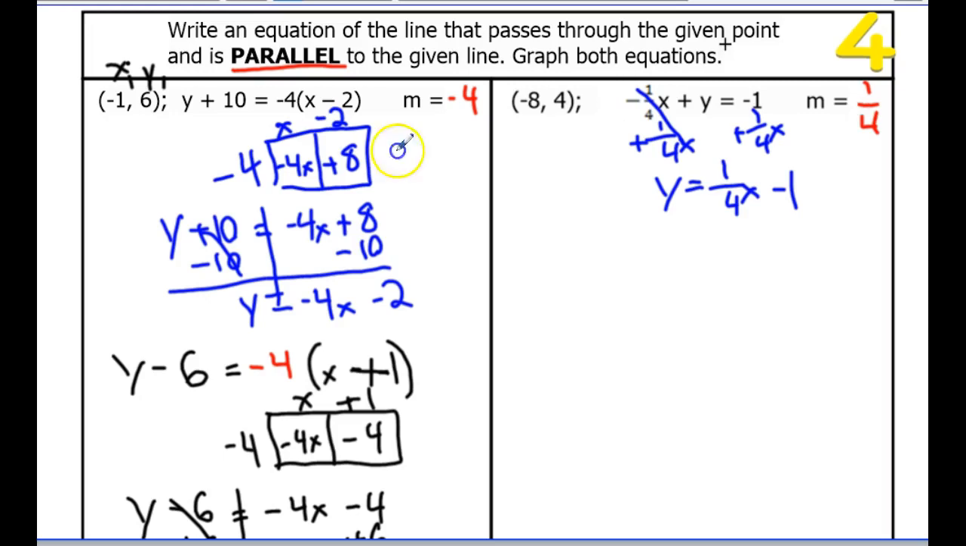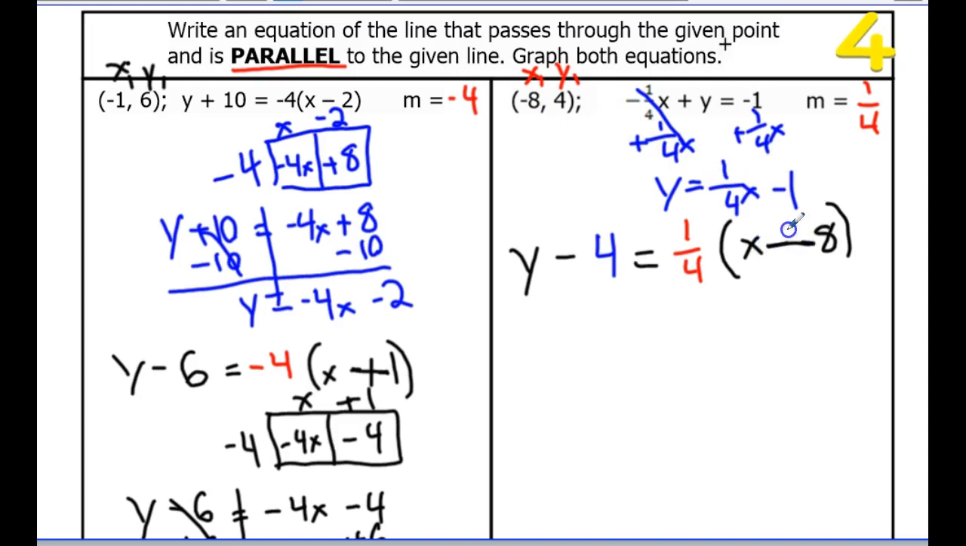So now if we're going to write another equation that is parallel, this is our x1 and this is our y1. So we have y minus our y1, which is 4, equals our slope, which if it's parallel is going to be the same, so our slope is 1/4, times x minus x1, which is -8. Now two negatives in a row make positive.